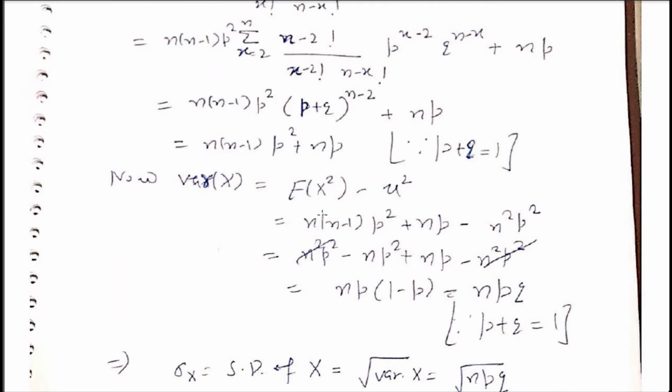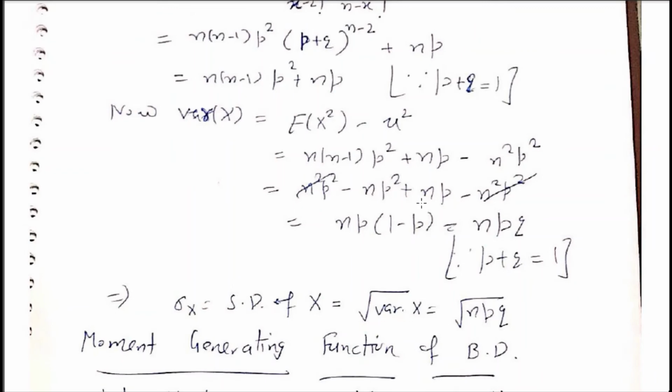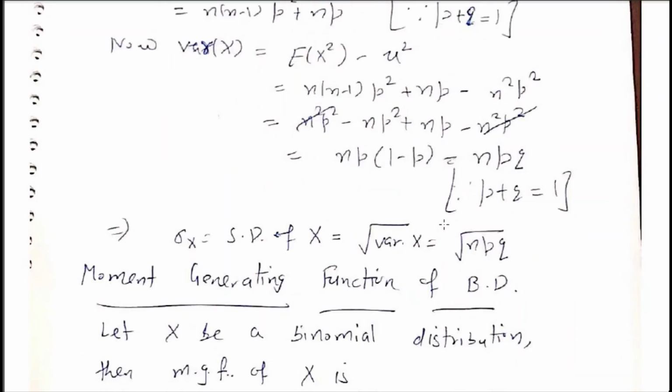Now variance of x is expectation of x square minus mu square. Here expectation of x square is n into (n minus 1) into p square plus np, minus mu square, where mu is np, so it is minus n square p square. After cancellation of the first and fourth terms, our variance will be np minus np square, which is equal to np into (1 minus p). We know that 1 minus p is q. So the variance of the binomial random variable will be equal to npq.